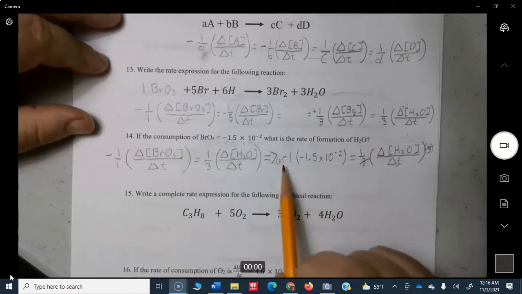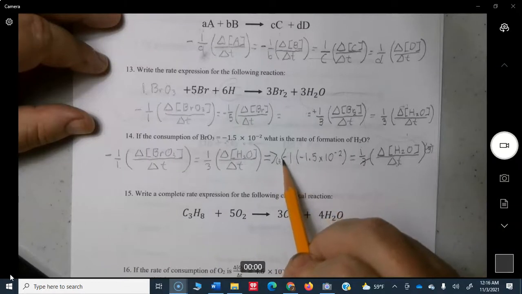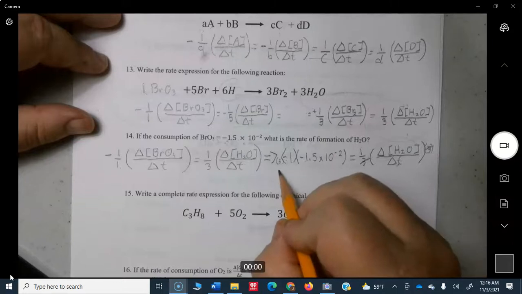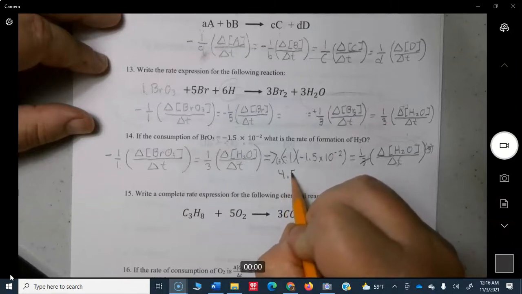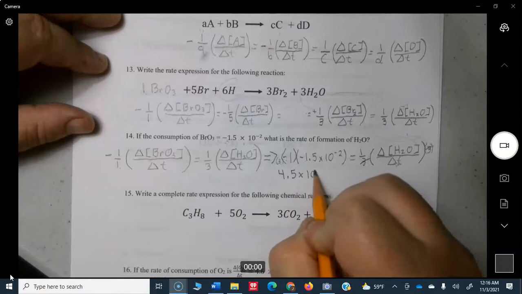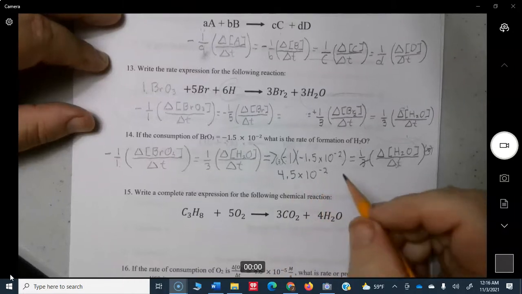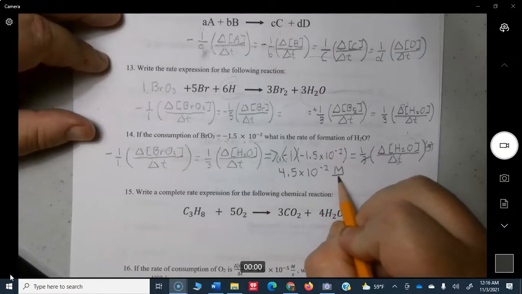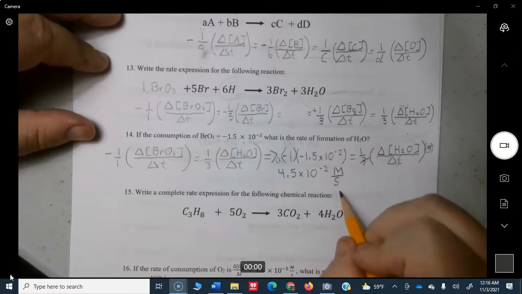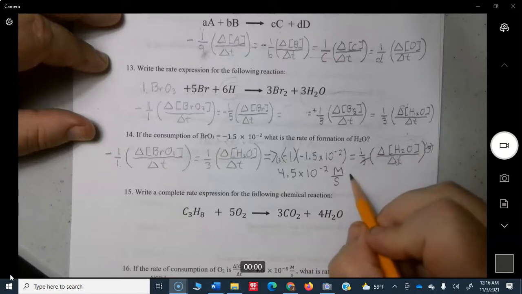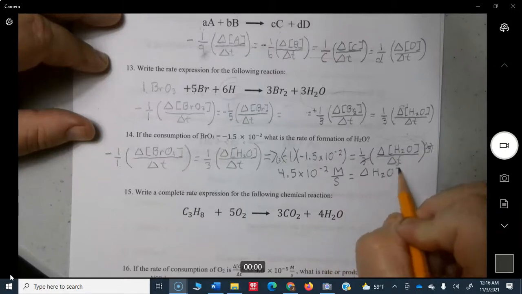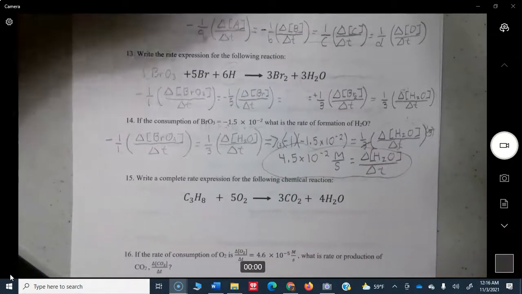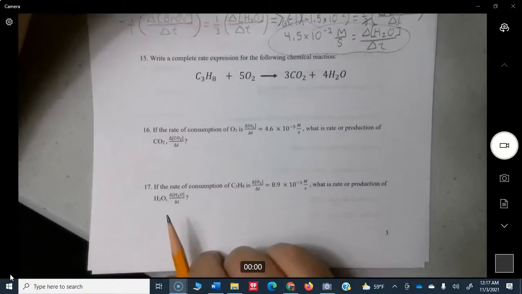All right, so now it's 3 times, forget the -1, but it's there. So it's 3 times -1 times -1.5. You multiply all that together, you get positive 4.5 times 10 to the -2. And it's a rate, so it's molarity per second. That's the unit of measure. Molarity per second. That's how fast it's happening. And that equals this rate over here. And that's your answer. That's all there is to that. Seems like a confusing problem, but it's not that bad.